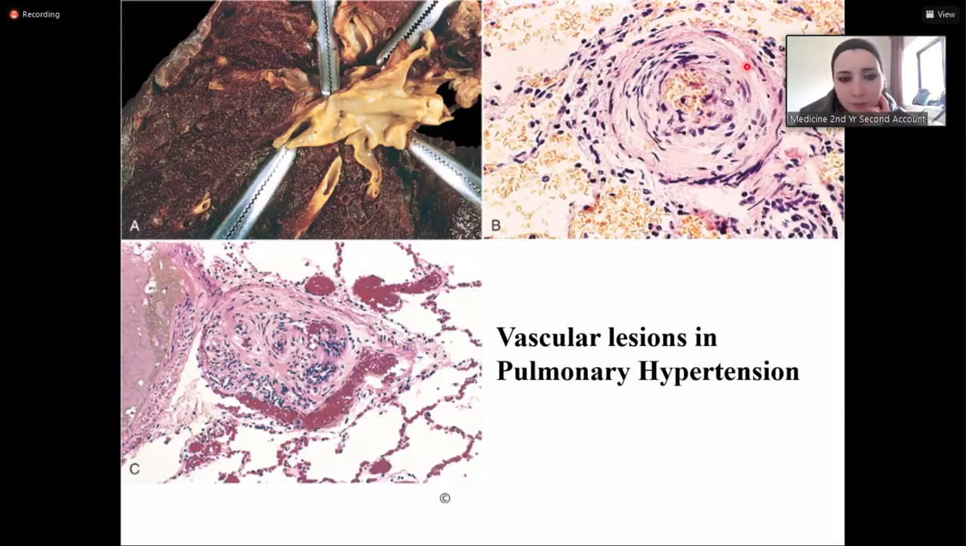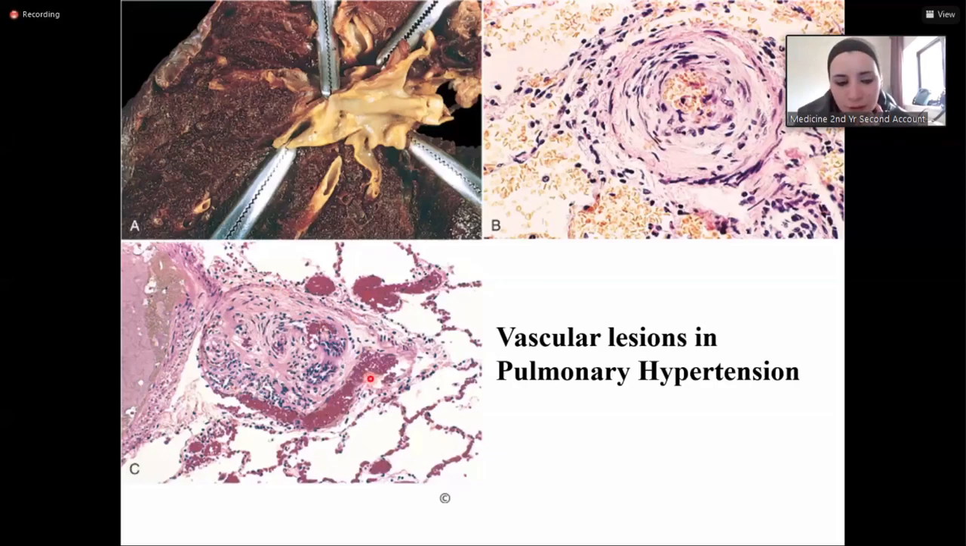There will be smooth muscle proliferation. Do you see here the appearance of onion skinning? Layers of smooth muscle are proliferating, with narrowing of the lumen, meaning the lumen becomes smaller than normal.